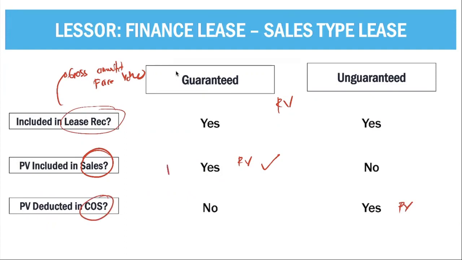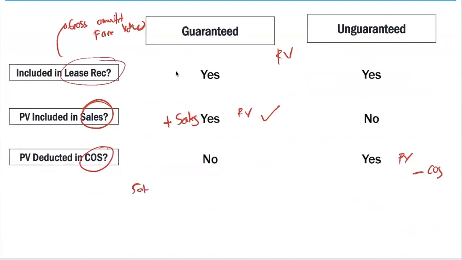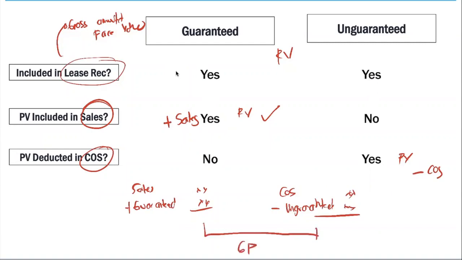Take note, if it is guaranteed, you add it as part of your sales. If it is unguaranteed, you deduct it as part of your cost of sales. So cost of sales less unguaranteed, sales plus guaranteed. Okay? So total sales plus guaranteed in case it is guaranteed, cost of sales less unguaranteed in case it is unguaranteed. And then the difference now is your gross profit. Just need to know the effect. If it's guaranteed, you add it on the sales. If it's unguaranteed, you deduct it on your cost of sales.